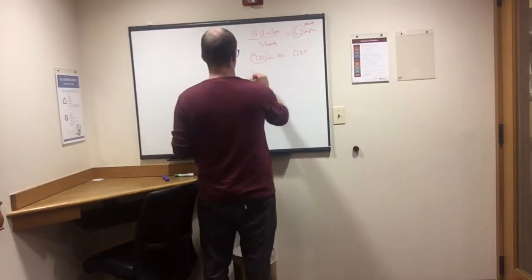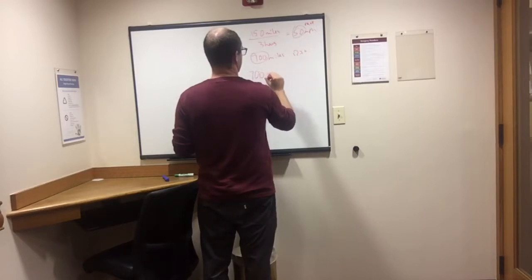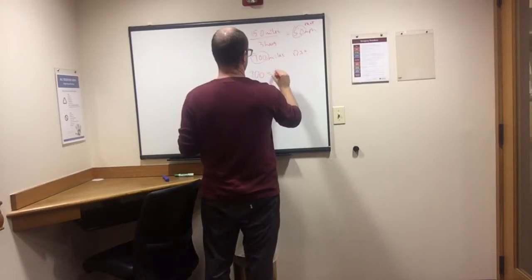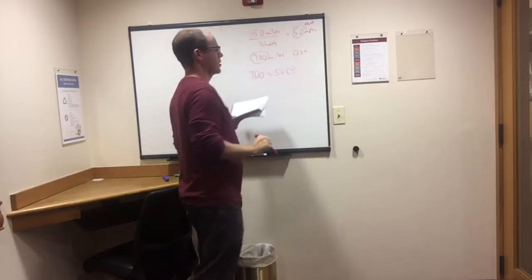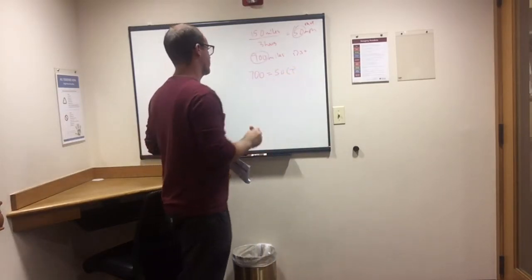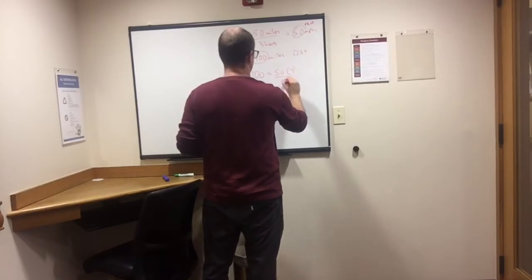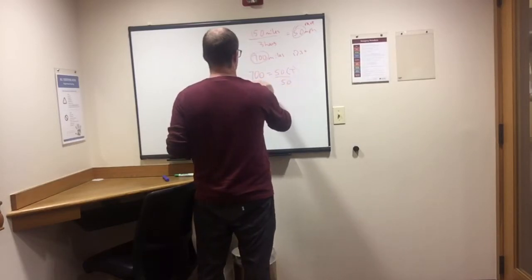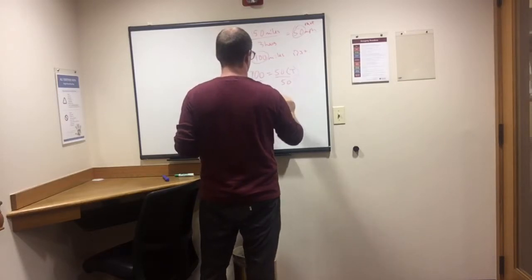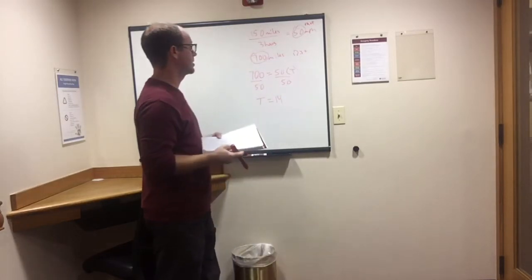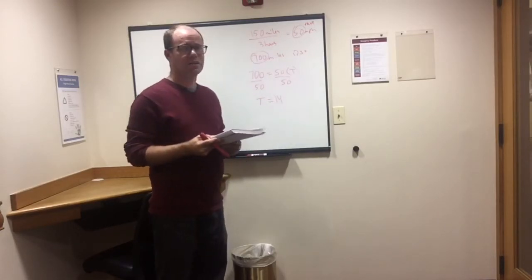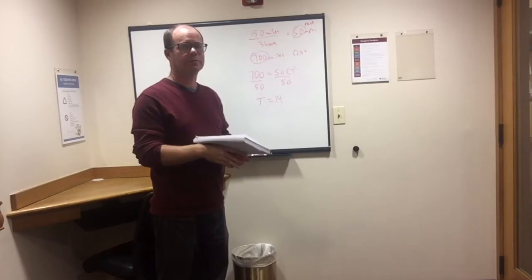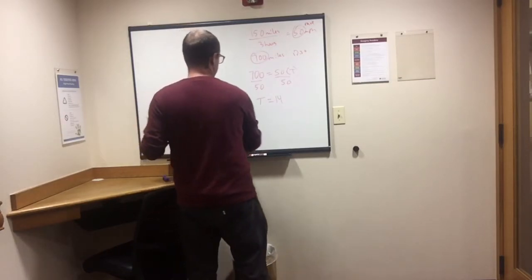Now we have exactly what we had in the last question, just different numbers. 700 equals the rate, which is 50, times the time they want to know. We do the same thing: divide both sides by 50, t equals 14. We're doing this in hours, so it takes 14 hours to go 700 miles, going at 50 miles per hour.